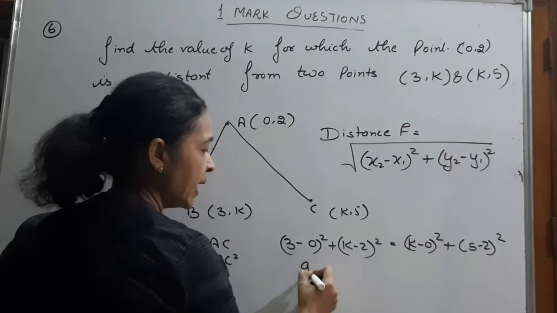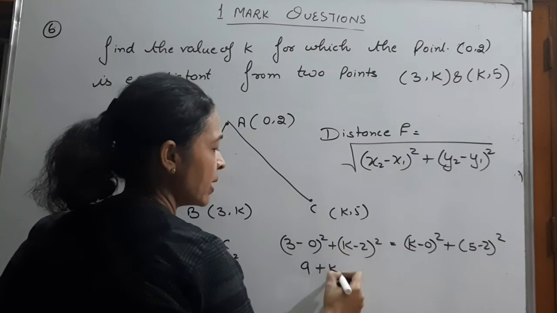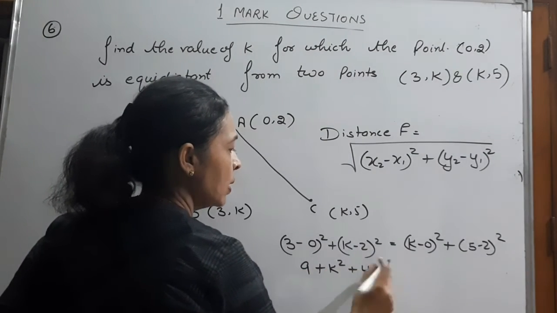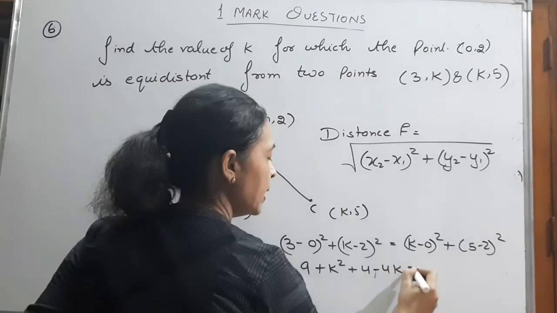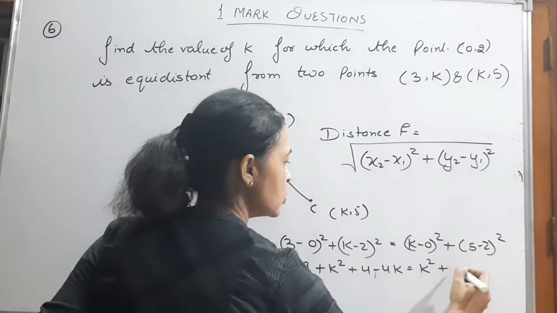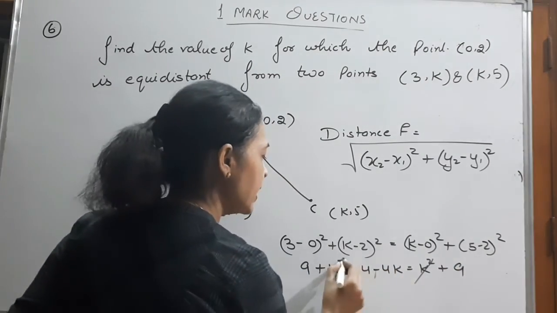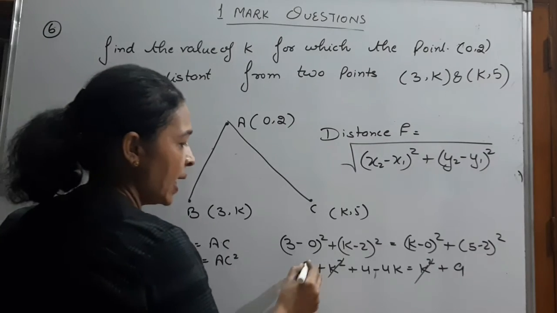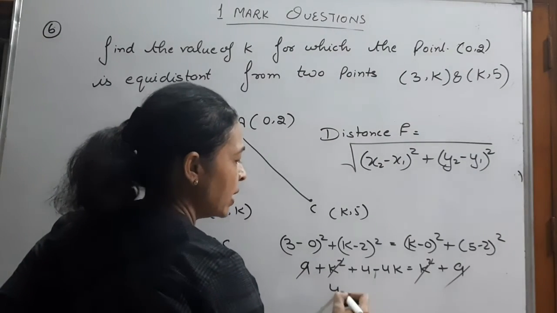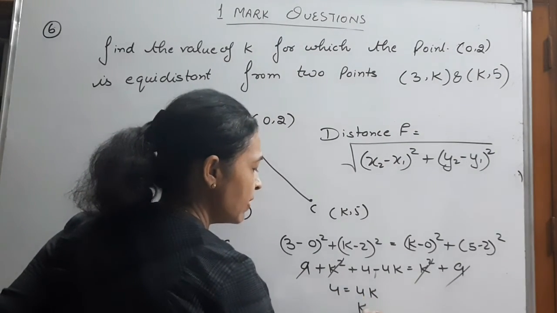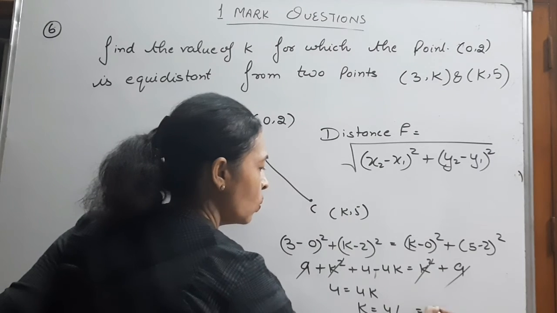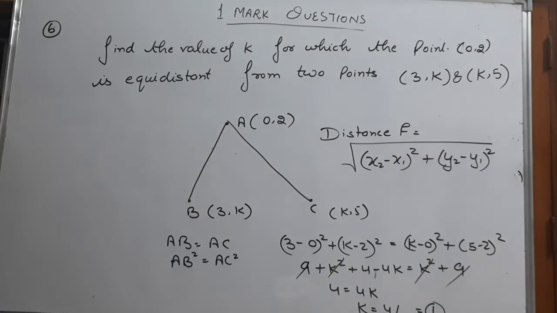3² is 9, plus (k - 2)², that is k² + 4 - 4k, equals k² plus 3², which is 9. k² and k² get cancelled. 9 and 9 also get cancelled. 4 = 4k. What is the value of k? 4 by 4, 1 is the value of k.